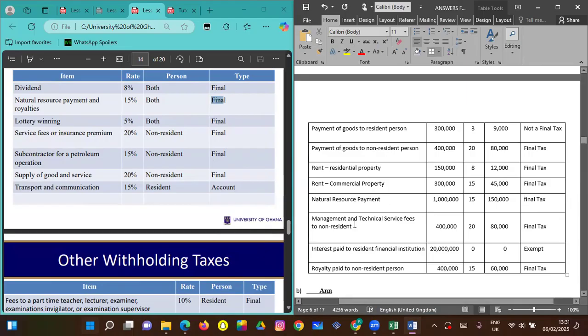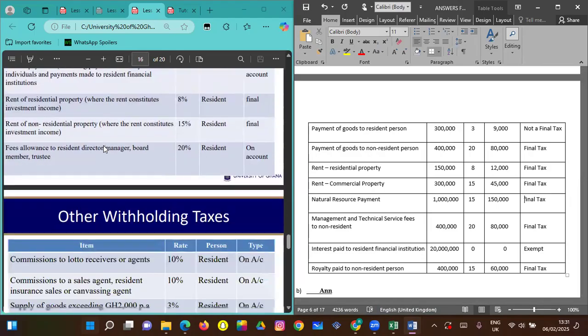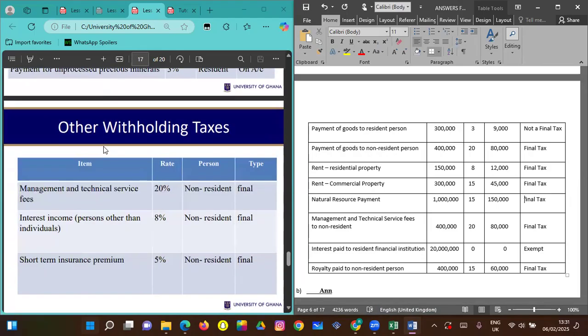And then management and technical service is 20%, and it's final. And then interest paid to financial institutions, yes, it's also exempt. So they'll bring this one here to confuse it.